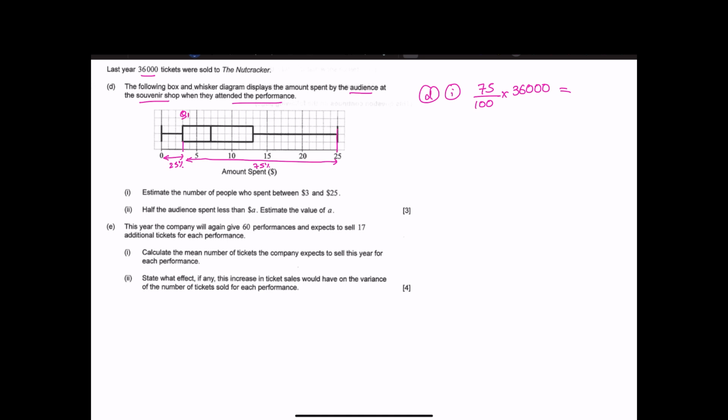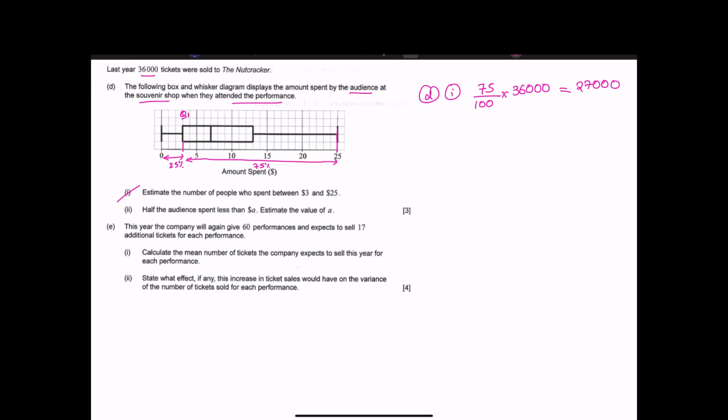So, if I simplify this, I'll have 27,000. So 27,000 people spent between $3 and $25. Now, half the audience spent less than $8, estimate the value of A. So if I want to find 50% of the audience, I have to find the quartile 2 or the median, right?